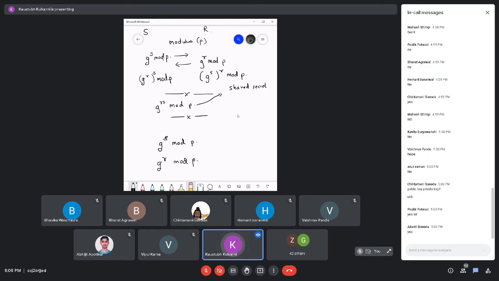First, the attacker will have to find a generator. Even if the attacker finds a generator, the attacker will have to find a logarithm of g raised to s mod p to find s, or r basically. So first he'll have to find g. Second, he'll have to take a logarithm to find s, and this logarithm is called the discrete logarithm.